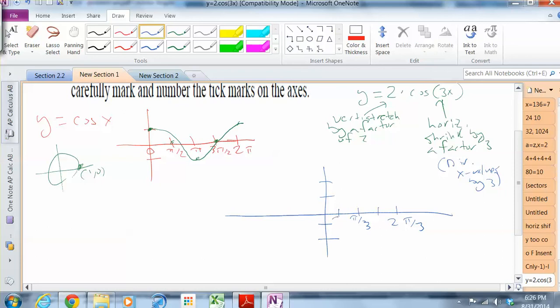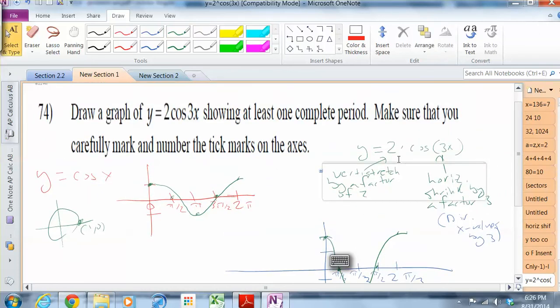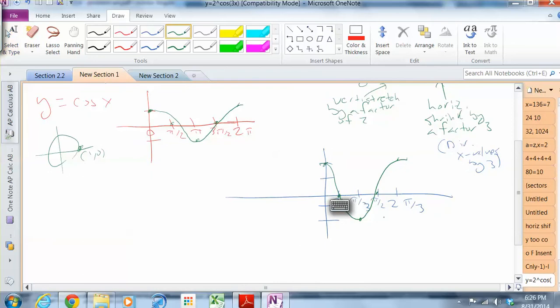And the other tick marks will be at pi over 6 and pi over 2, because that's 3 pi over 6, which is pi over 2. So we make the graph, and I guess I'll do green here. So we have the stretch, and of course the horizontal shrink is indicated by the period being 2 pi over 3. And there we have the graph of y equals 2 cosine 3x.